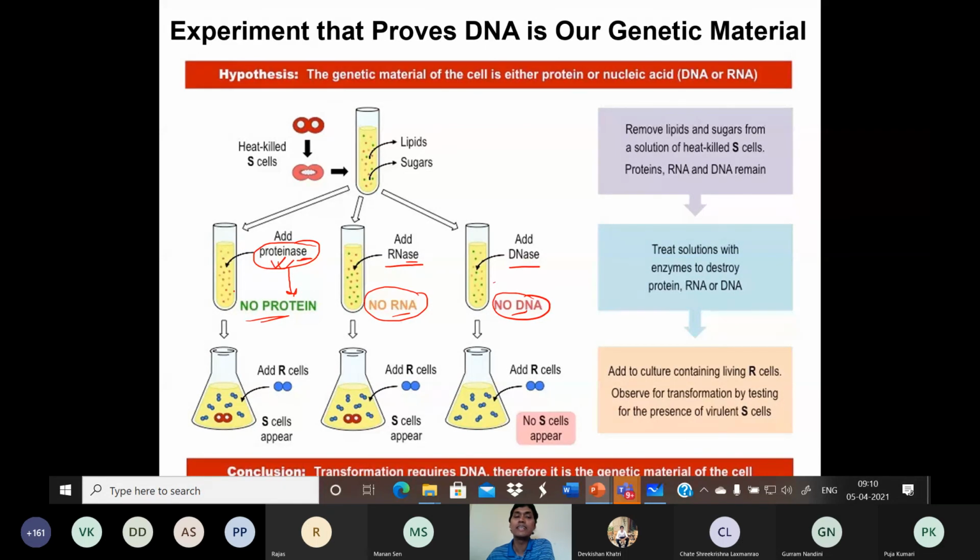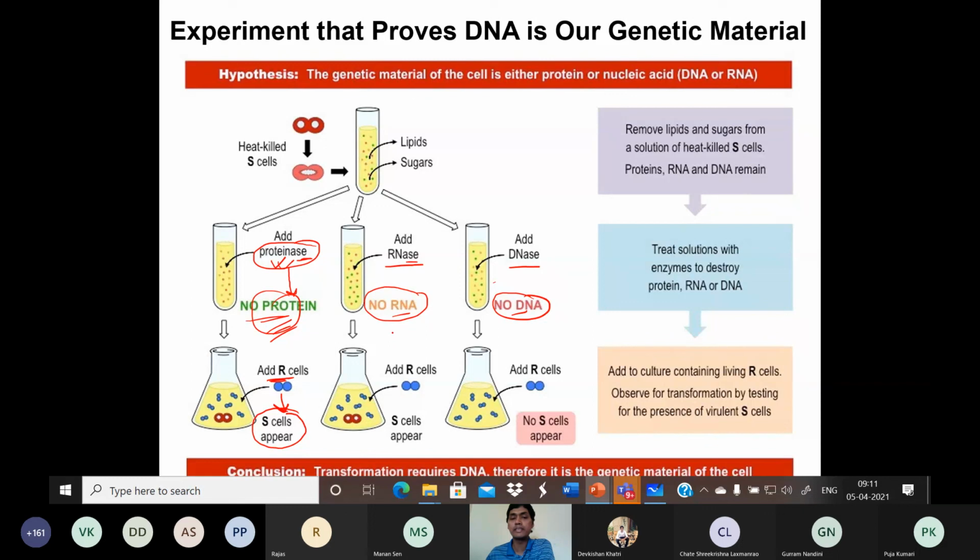And then what happened? They took samples from each tube into a conical flask, and they added live R cells, rough strain bacteria. As a result, later on they did the experiment and found that S cells appeared out of the R cells. So from this experiment you can tell that protein is not involved in this transformation. Why? Because you already destroyed the protein. Protein is not responsible here for making R cells into S cells.